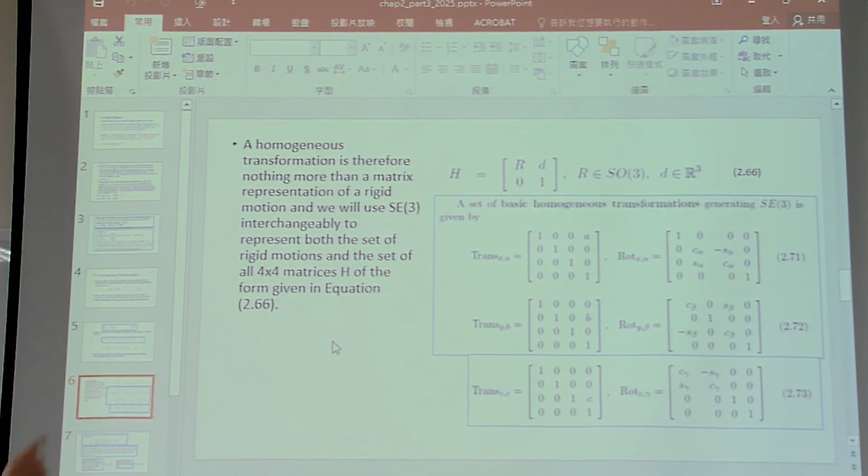Okay? Before several pages, I already skipped. It's the same concept. They just describe this one. For example, if you have an H, what is H?